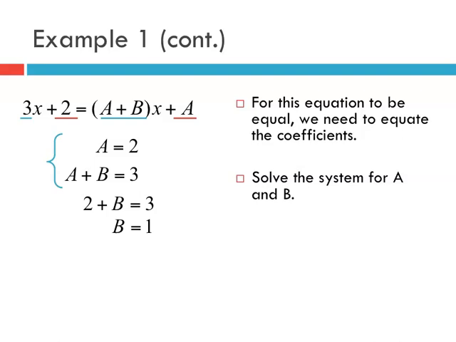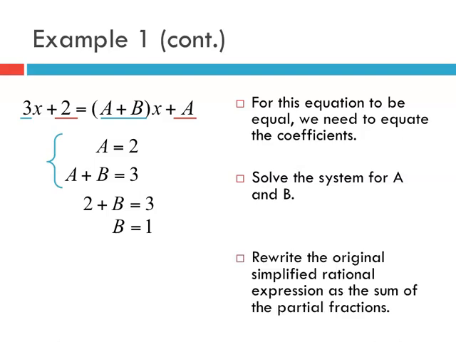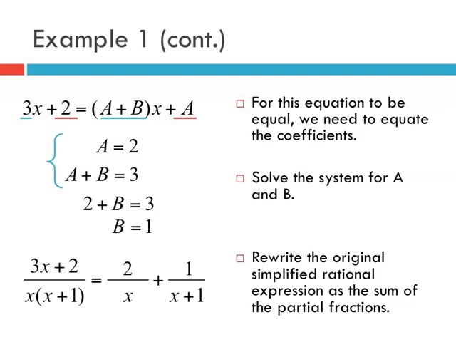Once you solve for a and b, you just want to go back to the very top where you started by writing a over x plus b over x plus 1, and instead of writing the a over x and the b over x plus 1, fill them in with the values that you just found. So a is equal to 2, and b is equal to 1, and so now we've successfully rewritten this 3x plus 2 over x times x plus 1 as the decomposition of two fractions.